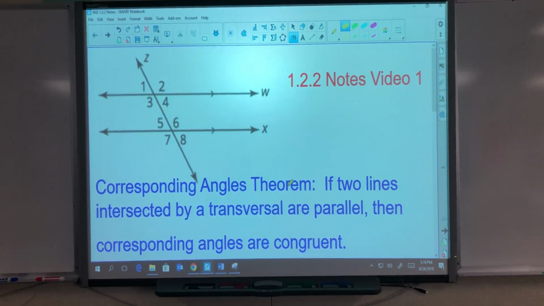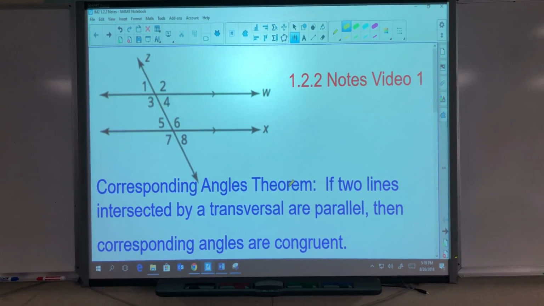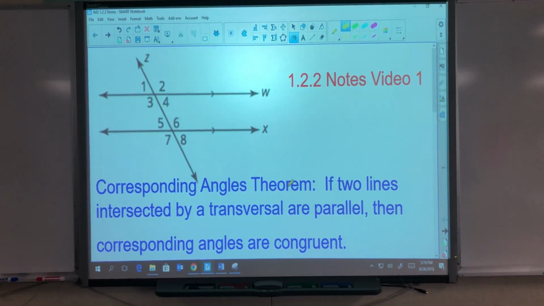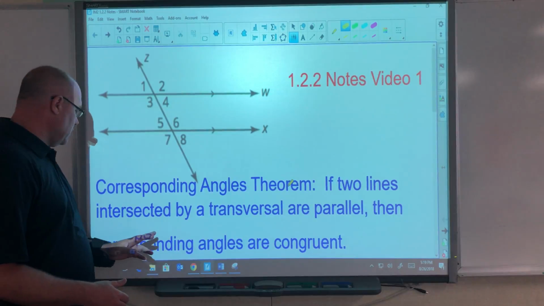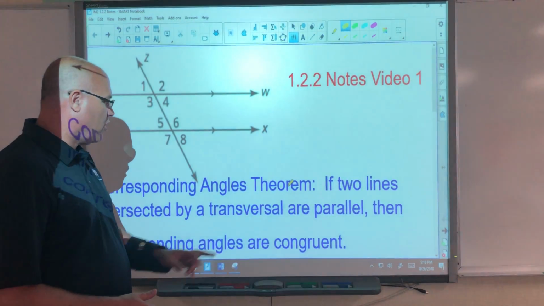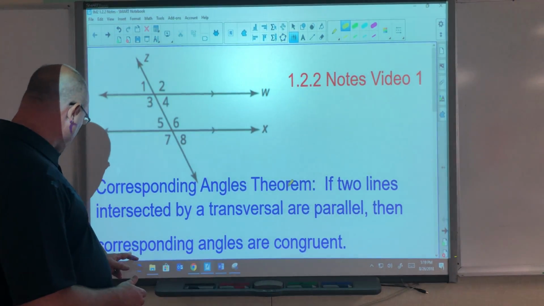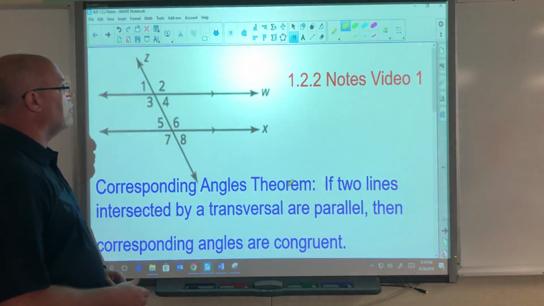These are your 1.2.2 notes, video number 1. In this video, we're talking about the corresponding angles theorem we discovered in class. If two lines intersected by a transversal are parallel, then the corresponding angles are congruent.